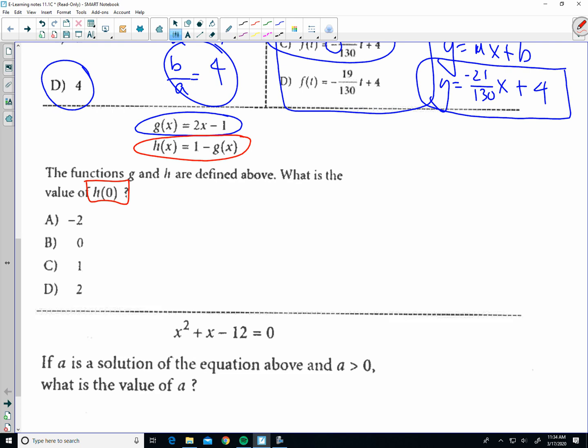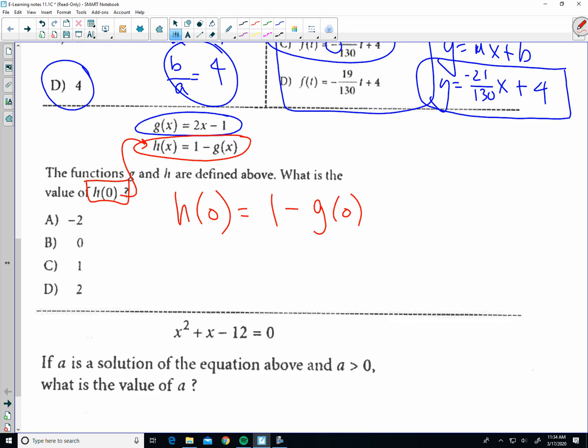So if you think about what h of 0 is, that means to go to the function of h and plug in 0. So if we do that, that would now produce 1 minus g of 0. And if we think about what g of 0 is there, that's a little bit neater for you.